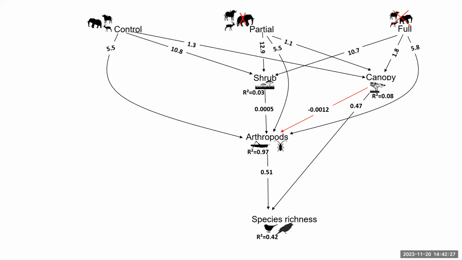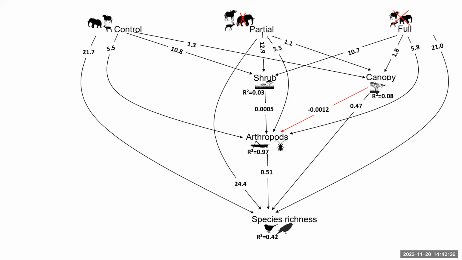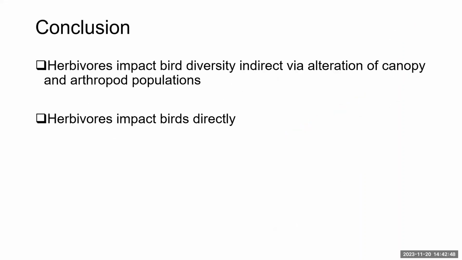Again, we see this strong association between variation in arthropods and species diversity. We were surprised to see that large herbivores may be directly impacting species diversity in the system. So, in conclusion, we showed that the herbivore community impacts bird diversity indirectly via alteration of canopy cover and indirectly via impacts on arthropod populations.